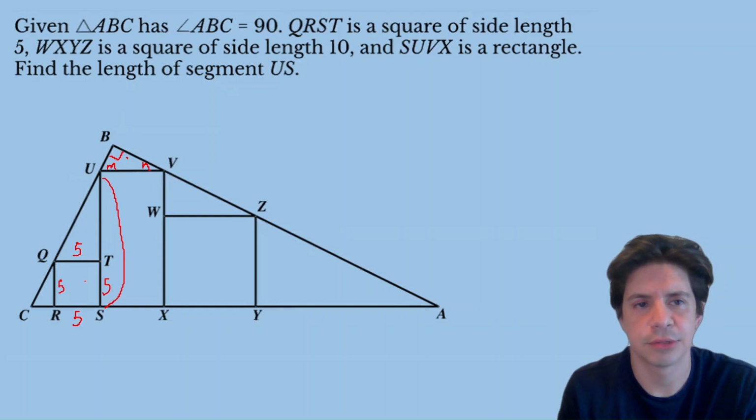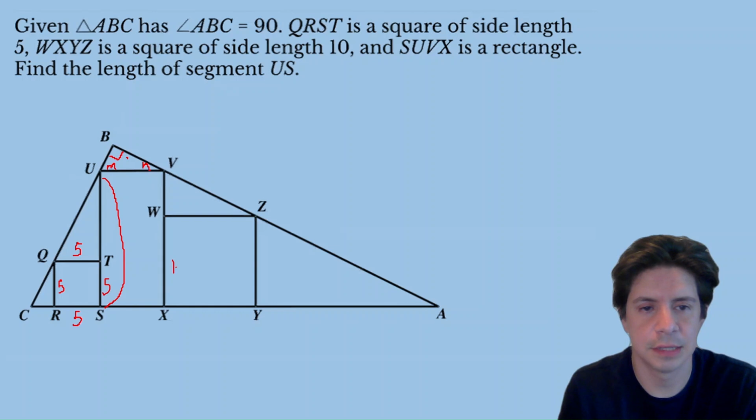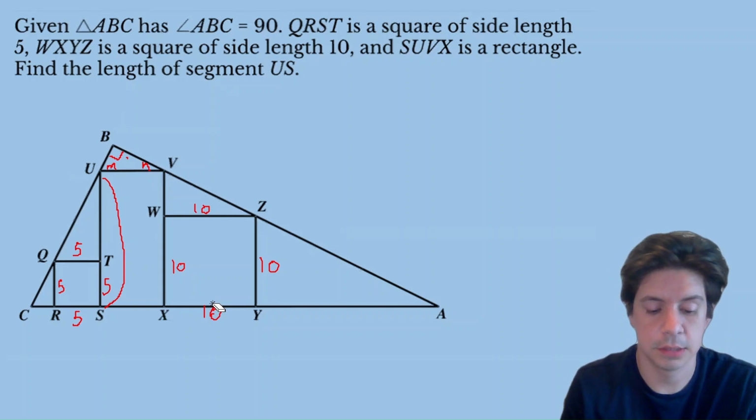And then WXYZ is a square of side length 10. So that's here. This is 10, this is 10, this is 10, and this is 10. Okay, great. So then, just erase that.